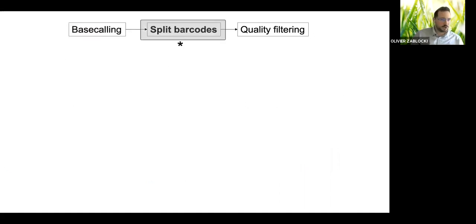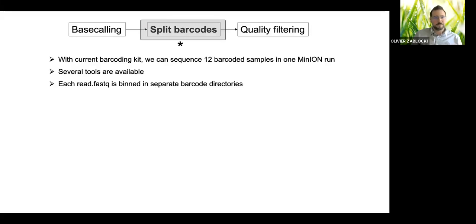So now that we have a FASTQ file, it's still all the sequences output from the flow cell, but you may have a couple of samples in there. So you need to split the base call files. So like I said earlier, currently it is reliably doable to do 12 barcoded samples in one MinION run. To detect these barcodes, there are several tools, some provided by ONT, some defunct tools on GitHub, and probably new ones that will come up.